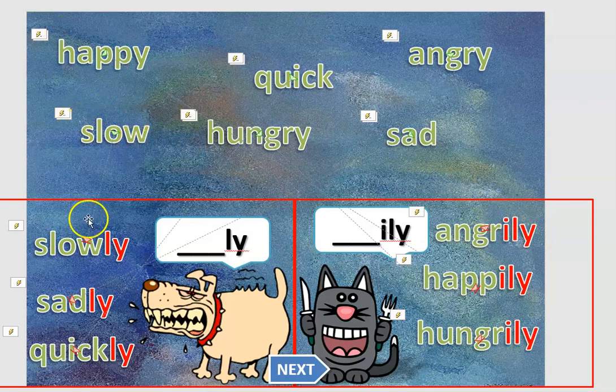There is no y, so we have used it in the ly column. Hungry ends with y, so we have used it in the ily column. Then sad has no y, so we have used it in the ly column. Are you clear with all these things? It's very easy, but you only have to remember that if the word ends with y, then you will replace y with ily. If there is no y at the end of the word, then you will only use ly.